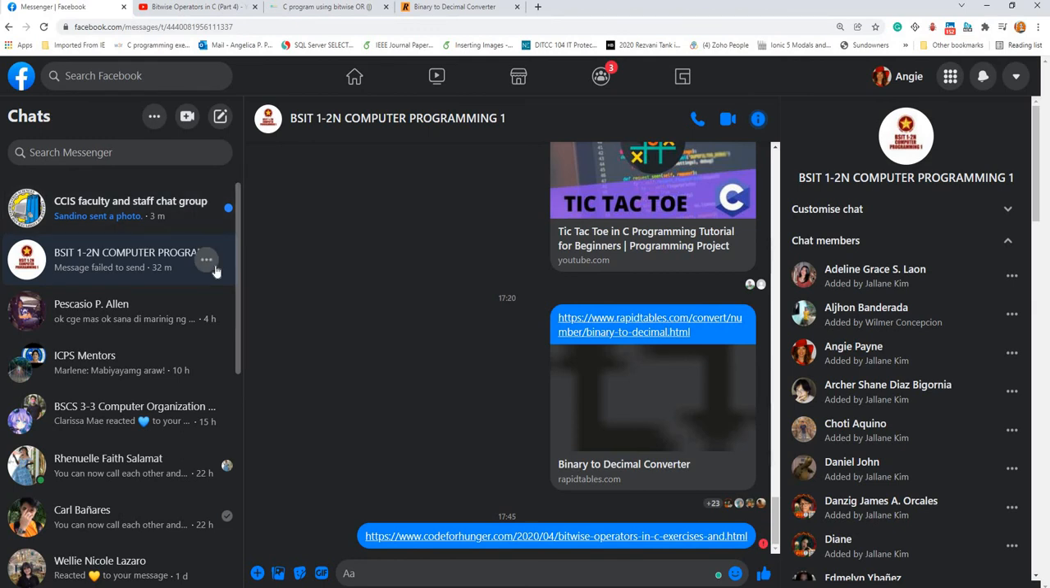Nilagay ko yung ating practice na naka-link dyan sa GC.